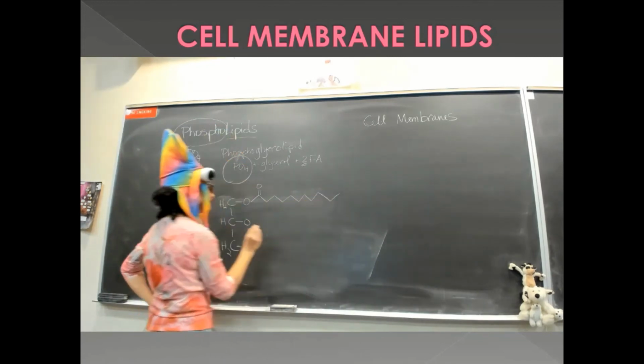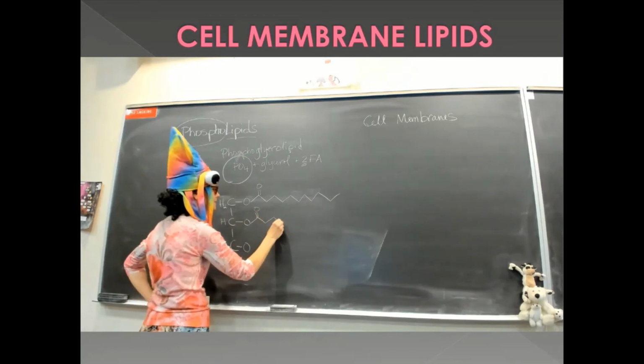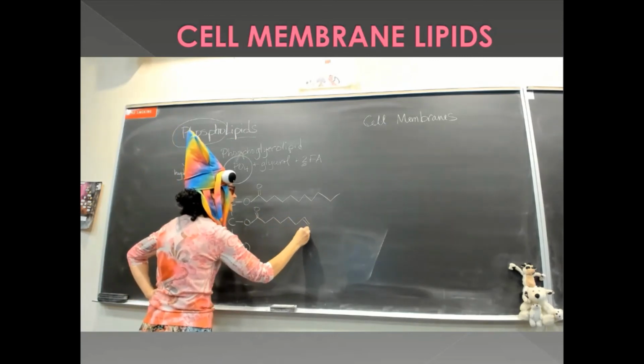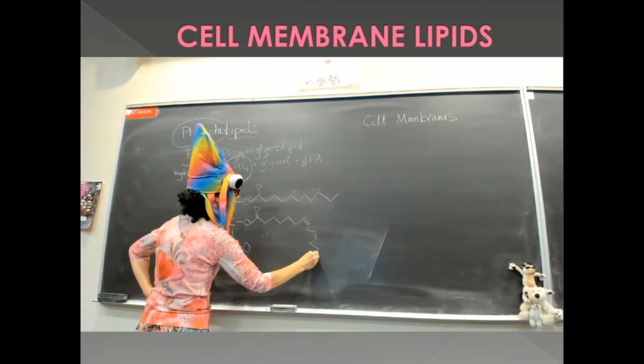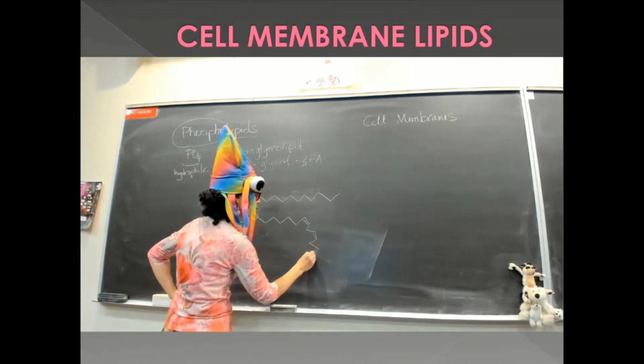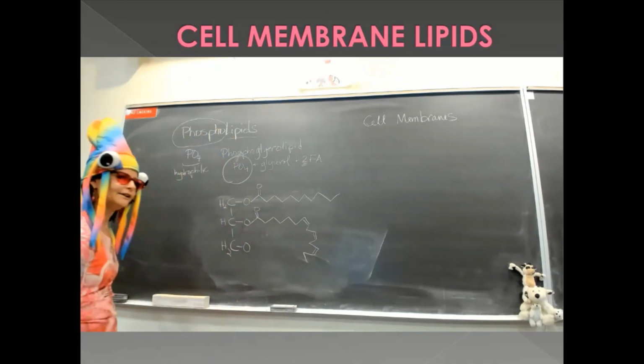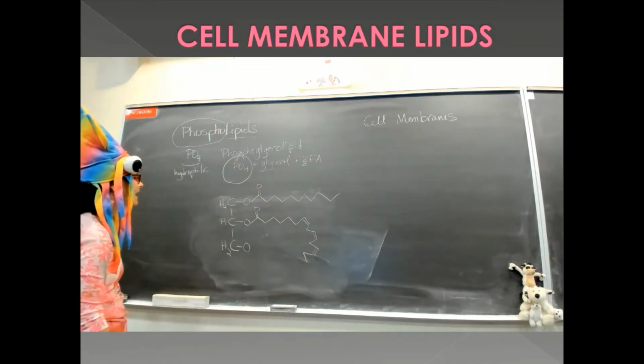You can make it saturated. And the second one is attached to a fatty acid. You can make it unsaturated. Usually that's what happens. One of them is saturated and the other one's unsaturated. Let's do three double bonds. There we go. I should have done a practice with that. All right.